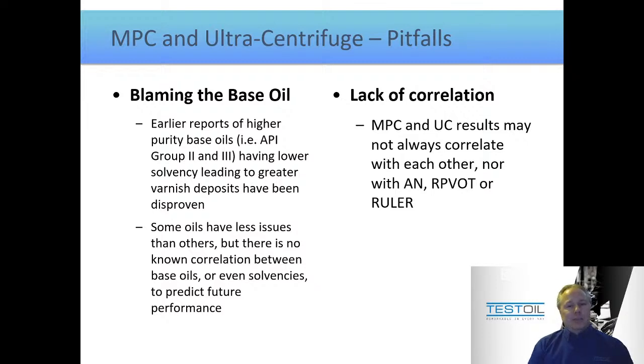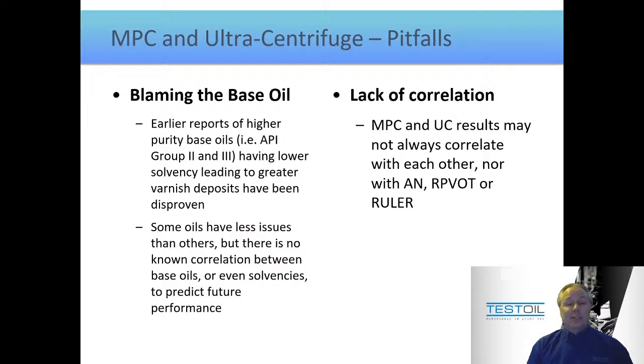That has since been disproven. There's been a few different studies done. One big one that was done by ExxonMobil showed that it didn't matter if it was group 1, group 2, didn't matter if it was high solvency or low solvency, you could get varnish conditions using any combination of whichever group with whichever type of solvency. It had nothing to do with, directly correlate with, the base oil selection. So that's kind of a bit of a misnomer now.